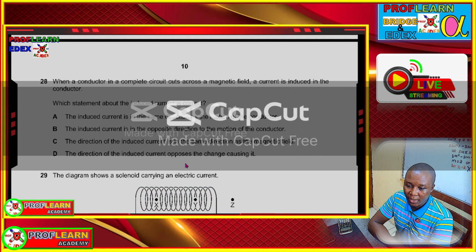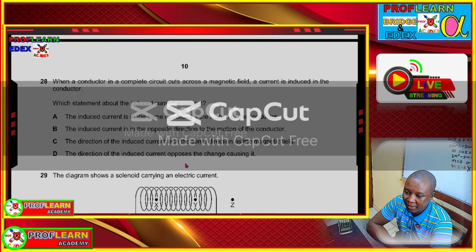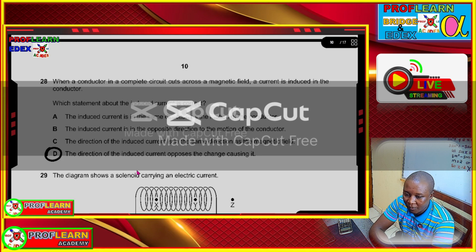When a conductor in a complete circuit cuts across a magnetic field, a current is induced in the conductor. And then we are going to use Lenz's law. The direction of the induced current will try to oppose the change causing it. And that is going to be what? D as the best option in that case.